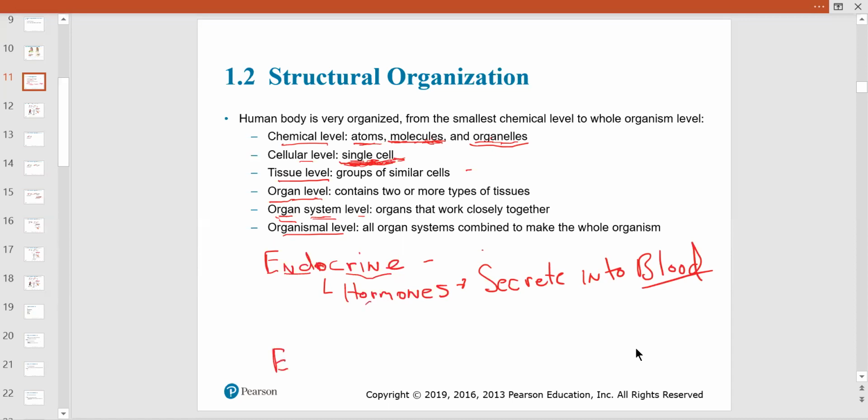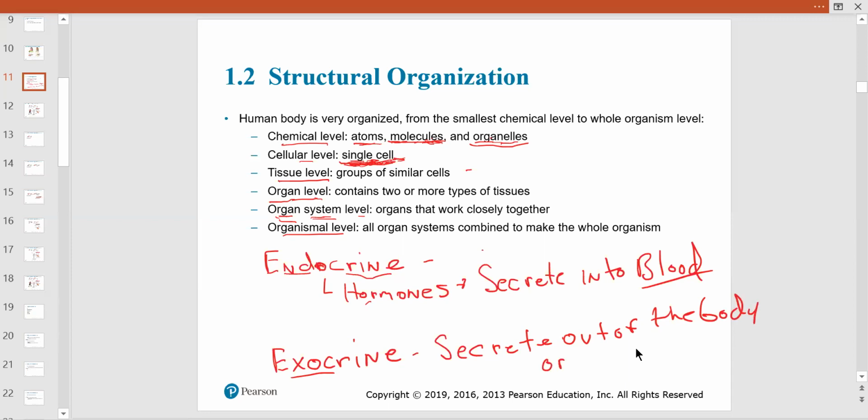Then we have exocrine. And this is like more of secreting. It's not hormones ever. It could be enzymes, but they secrete. Exocrine cells, which are epithelial cells basically, secrete out of the body or into tubes we call ducts. We can call them ducts, tubes.